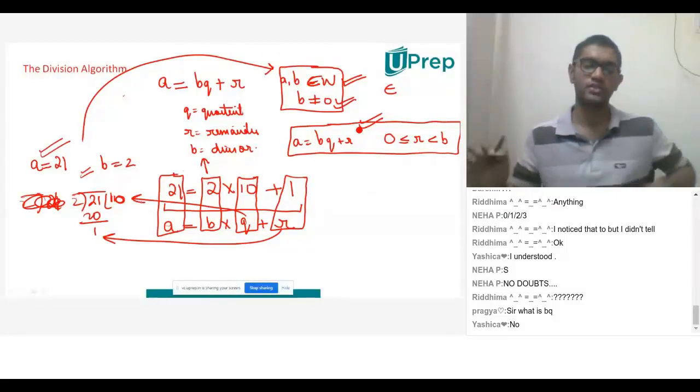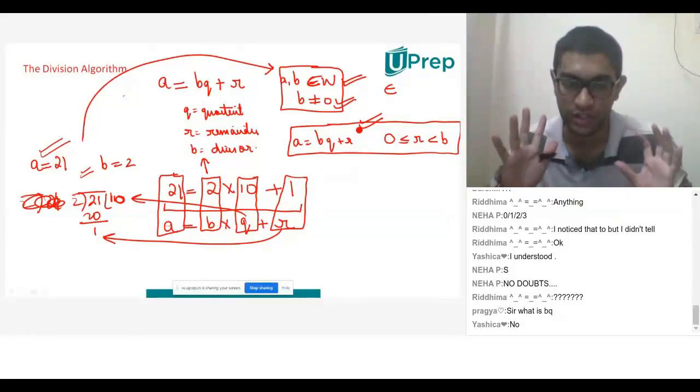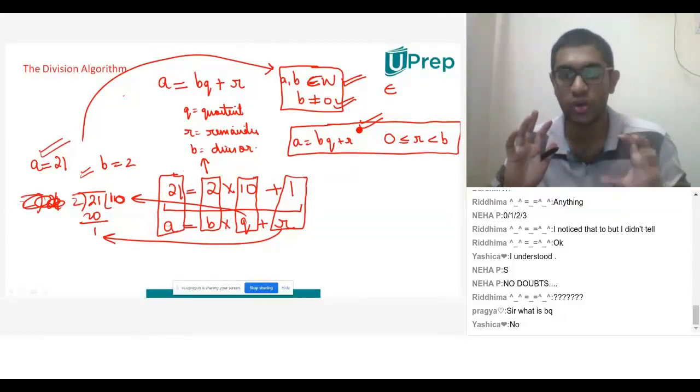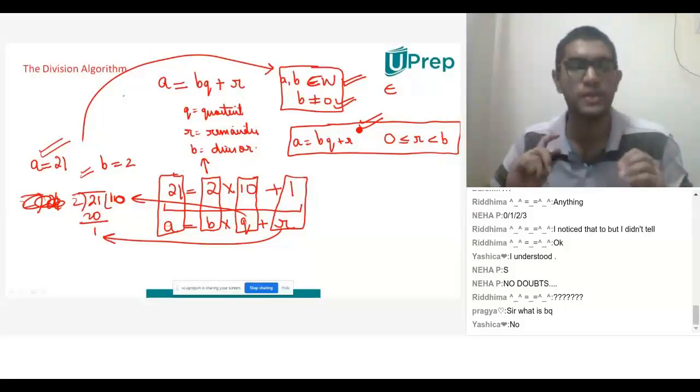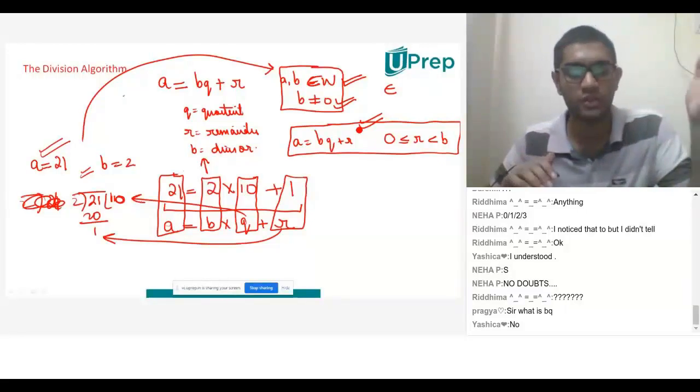Quotient 10. Is this clear? It's a little messy, but I hope it is clear. Do you guys understand what I'm trying to write over here? Do you now understand what B, Q, R are? B is divisor. Q is quotient.